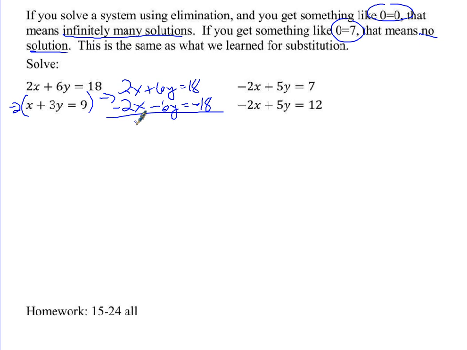2x minus 2x is gone. 6y minus 6y is gone. You wind up with nothing on the left-hand side. 0 equals. 18 plus -18 is also 0. So you get 0 equals 0. Which means that these are exactly the same lines when you graph them. Which means that we have infinitely many solutions. We wind up with a statement that is always true. And if it's always true, that means every ordered pair works. And if every ordered pair works, it's infinitely many solutions.